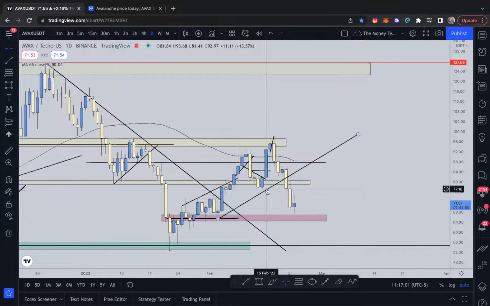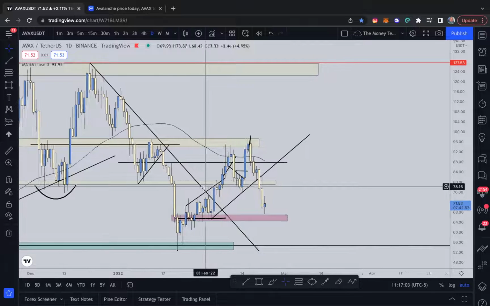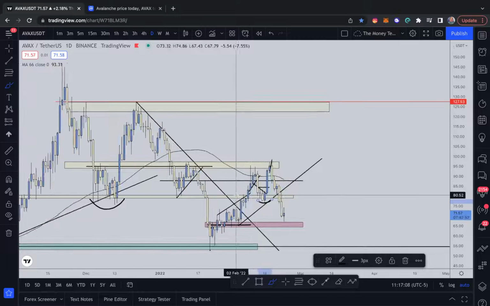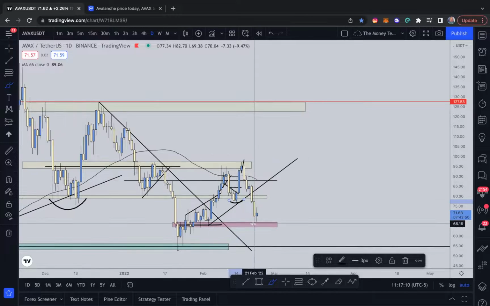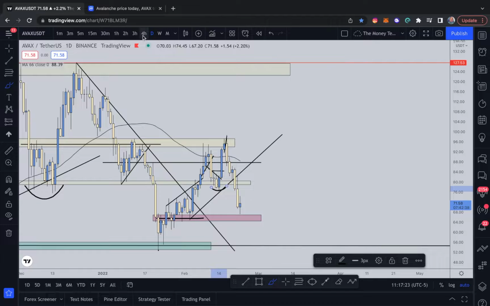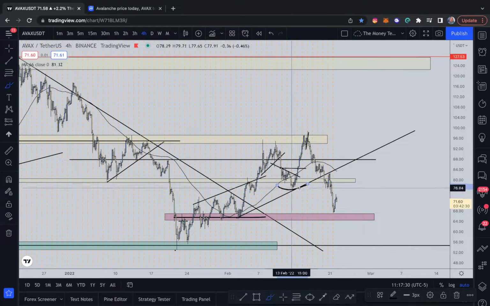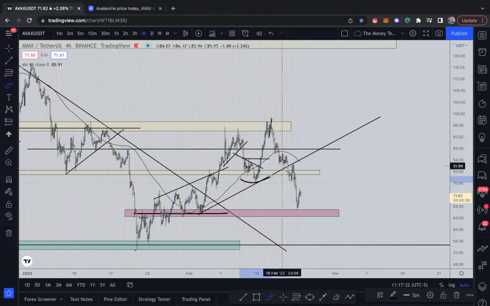Okay, but I want to make note that we did break this level right here to the downside, this higher low that seemed to have been forming. So we had created a higher low, but price has recently broken that higher low, and now could be putting in a lower low. Okay, so yeah, let's hop on the lower time frames and check them out. If you go on the 4 hour, we can see basically what I was saying, where price broke that higher low and came down, right?